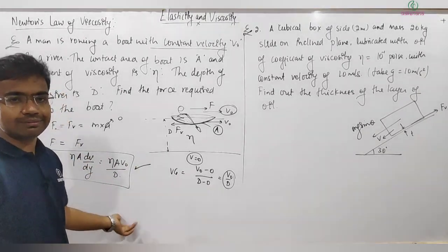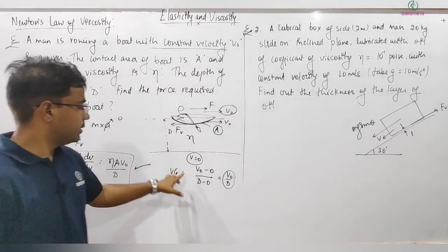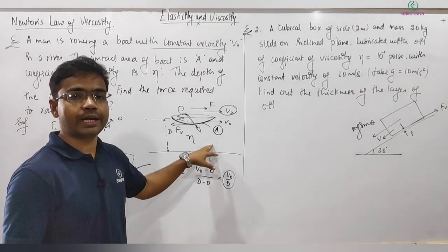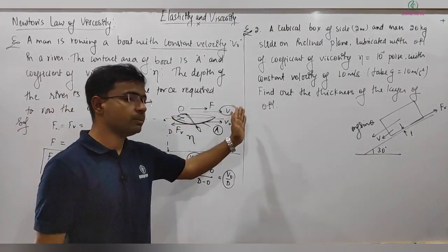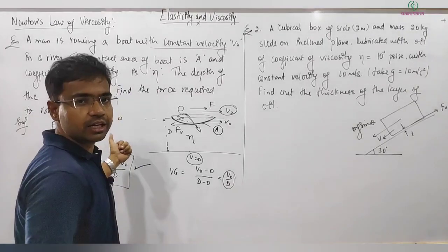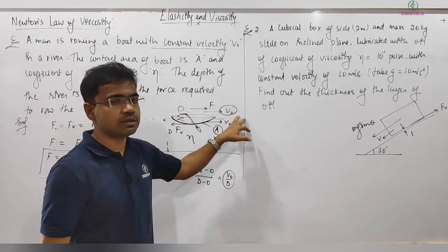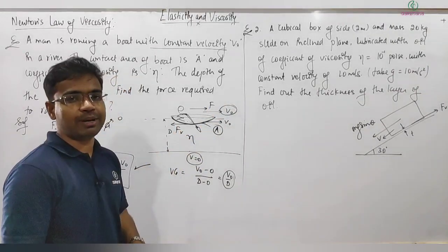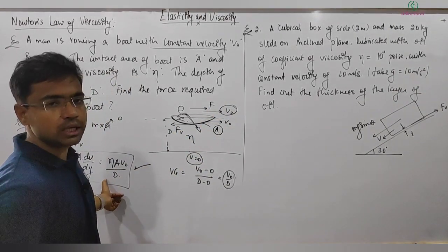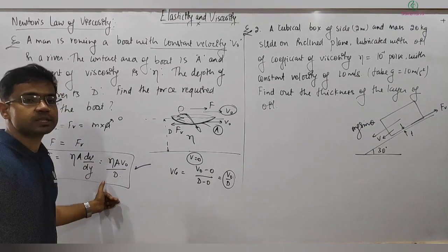So I hope you are clear with this simple thing. Velocity gradient, you need to understand what exactly is happening. The man is rowing the boat, viscous force will be acting backward, it will oppose. To counter that, so that the boat is moving with constant velocity, the man has to constantly apply some force, and that is given by this force, that is equal to the viscous force.